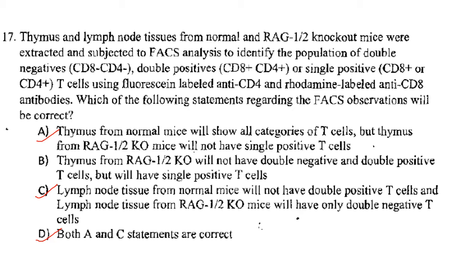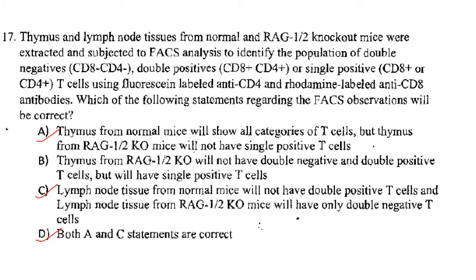Then next one. Thymus from RAG1 or 2 knockout will not have double negatives and double positive T cells, but will have single positive T cells. So thymus from RAG1 and 2 knockout, they will not have single positive T cells. So that option is not correct. Then next one. Lymph node tissue from normal mice will not have double positive T cells, but lymph node tissue from RAG1 or 2 knockout mice will have double negative T cell.